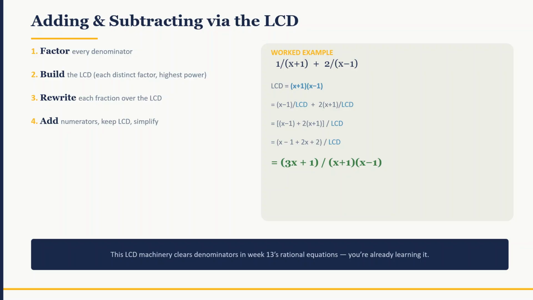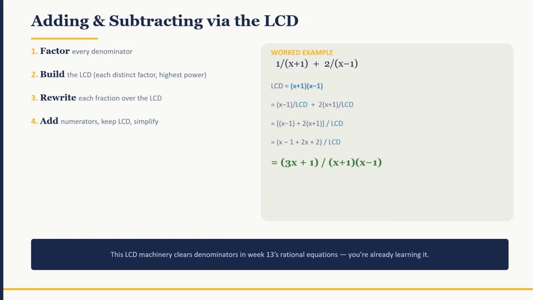The second is missing x plus 1, so multiply numerator and denominator by x plus 1. That gives 2 times x plus 1 over x plus 1 times x minus 1. Step 4. Add the numerators over the common denominator. x minus 1 plus 2 times x plus 1 all over x plus 1 times x minus 1. Distribute and combine. x minus 1 plus 2x plus 2 equals 3x plus 1. Final answer. 3x plus 1 over x plus 1 times x minus 1.